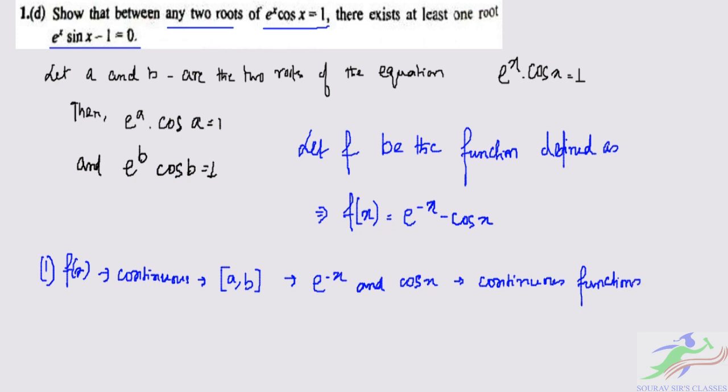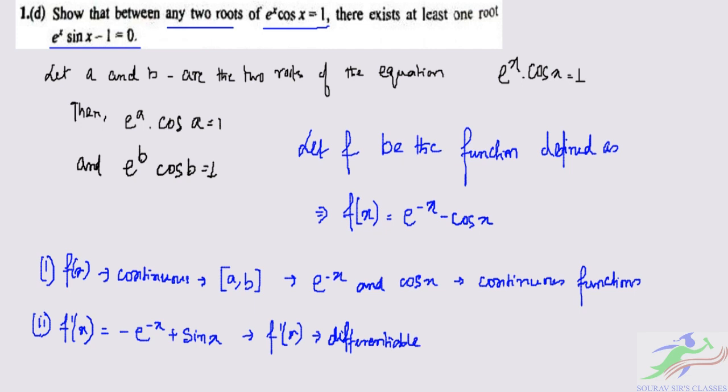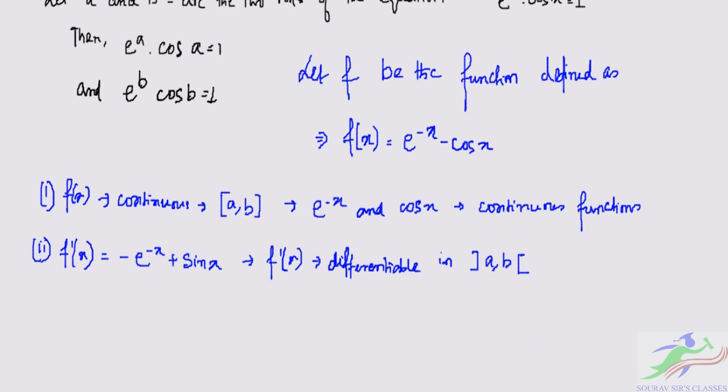Now point number 2: if we take the derivative, f prime x will be minus e to the power minus x plus sin x. Therefore this function is also differentiable in the open interval a comma b. This is the second observation that we find.